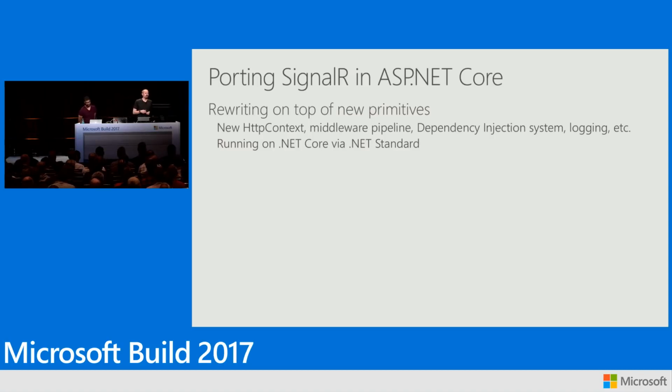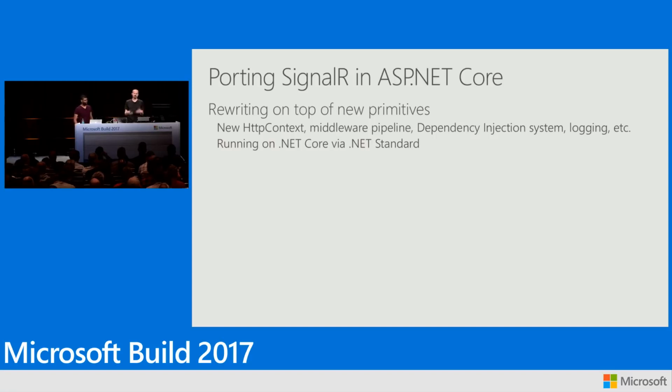OK. So we have to rewrite SignalR on top of ASP.NET Core. There's a whole bunch of new primitives, right? So we have a new HTTP context, which is very different from the old HTTP context. We have a new middleware pipeline, which is a little similar to the old middleware pipeline, but different. We have a dependency injection system now that's built in, so there's no more global host like we had to do in SignalR before, which is separate from the web API host, which is separate from the MVC DI, which is separate from everything else. We just have it built into the system now, so we want to take advantage of that.